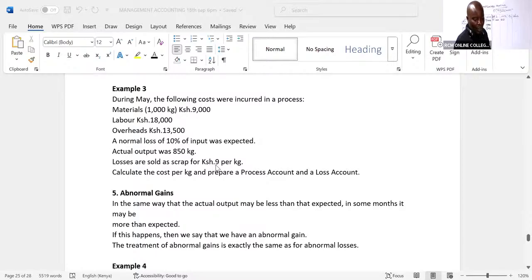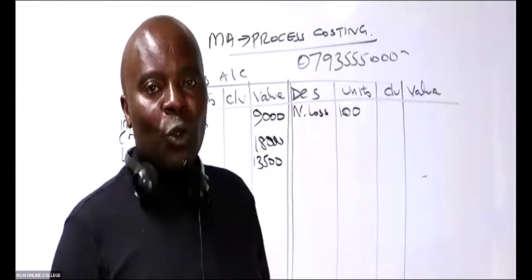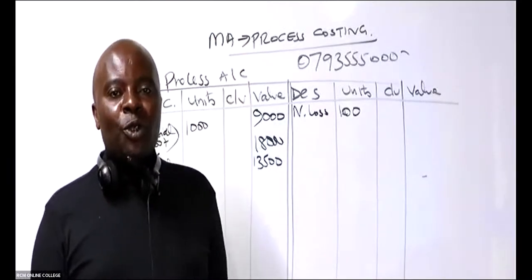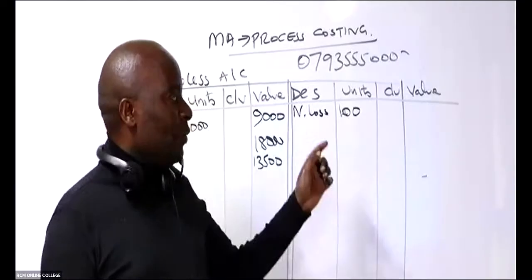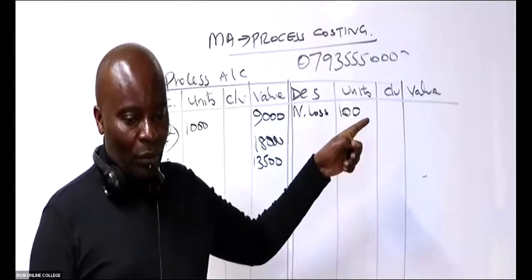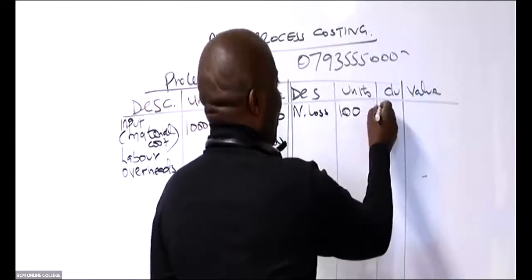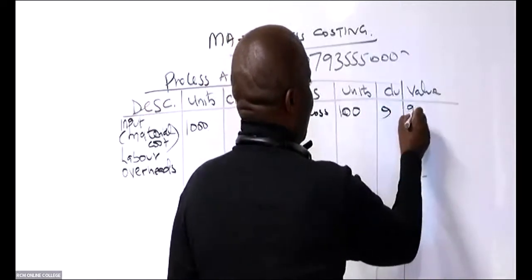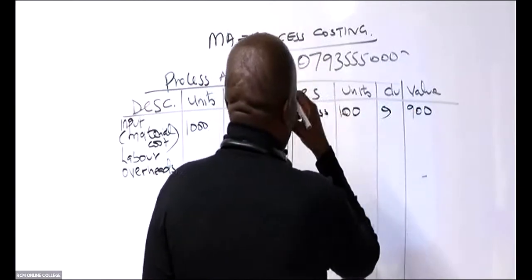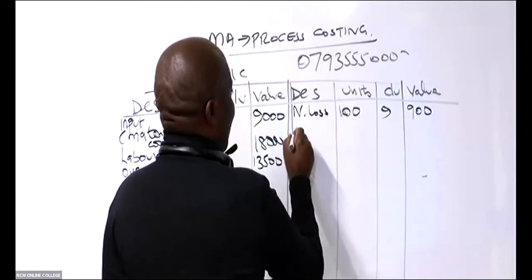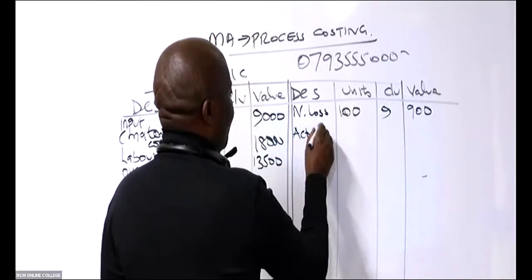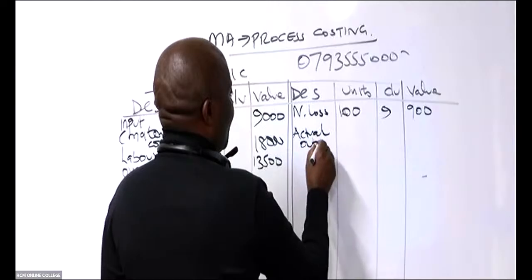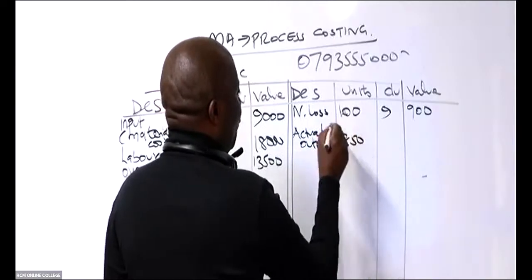You can see in this case here, losses are sold at a scrap value of 9. And remember, at times the scrap value is not given. If scrap value is not given, you should always multiply whatever quantity you have here with 0. But now here we have a scrap value of 9, which gives us 900. Ladies and gentlemen, apart from that, we have actual output. The actual output is 850.